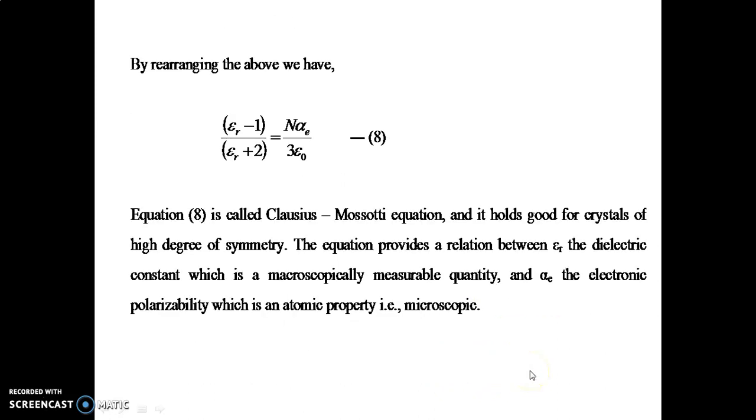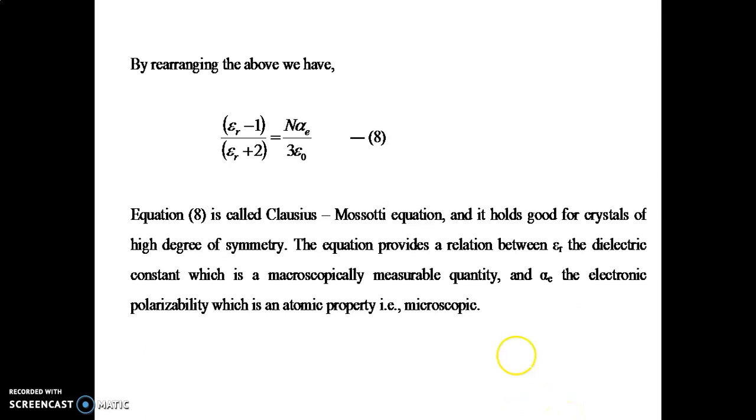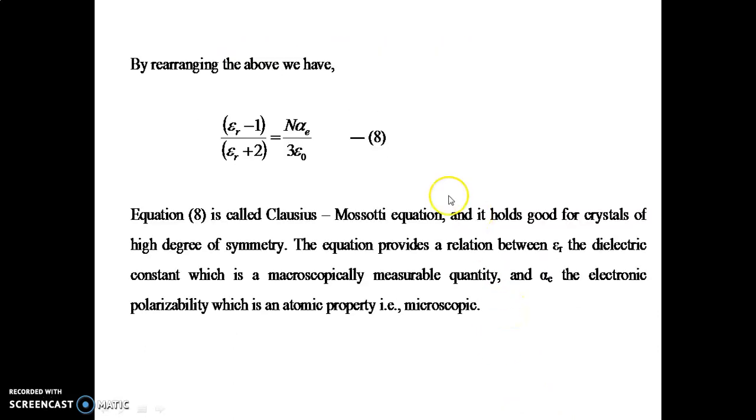Clear? So, by rearranging the above equation, what we want here is epsilon r minus 1 divided by epsilon r plus 2, and that is equal to n alpha e divided by 3 epsilon naught. This equation 8 is called the Clausius-Mossotti equation. It holds good for crystals of high degree of symmetry. Normally the cubic type of crystals have a high degree of symmetry, so it is applicable for such cubic crystals.